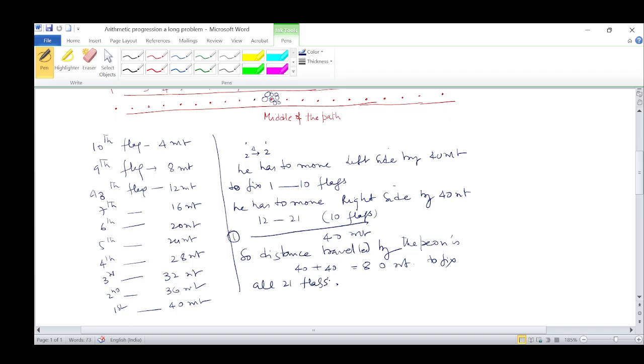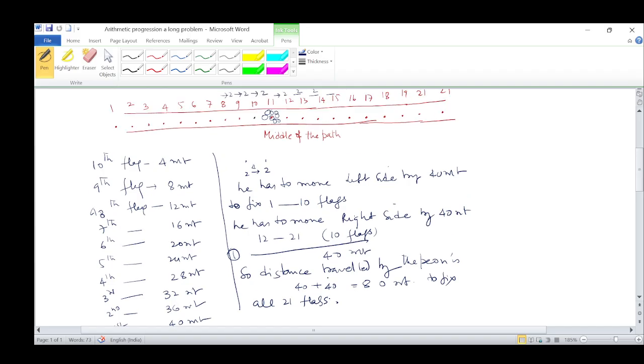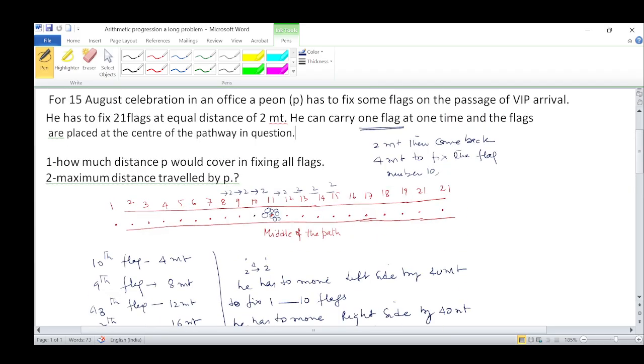Now the second part. What is the question? The second part is saying the maximum distance travelled by P. How much distance would P cover in fixing all flags? It is the 80 meters. Maximum distance travelled by P. This is important, and you must remember the other formula.